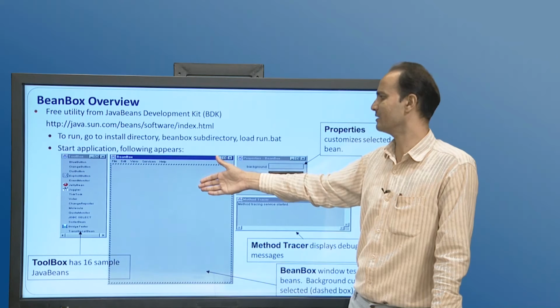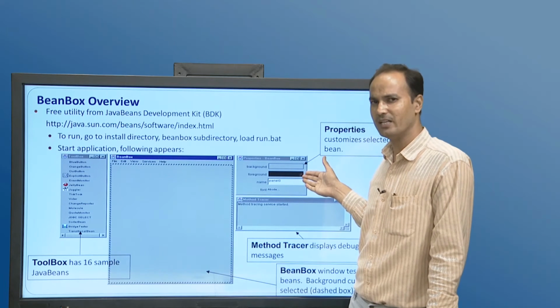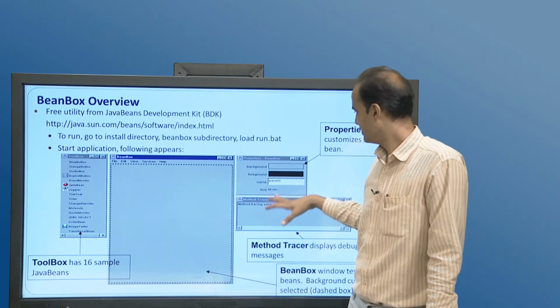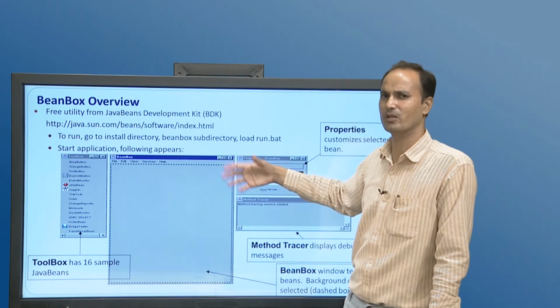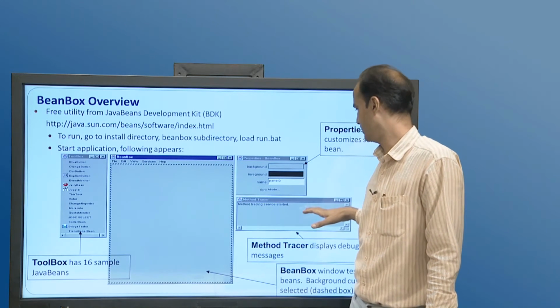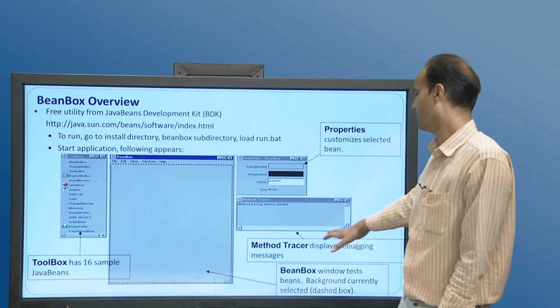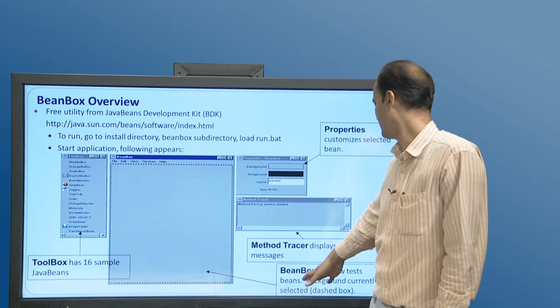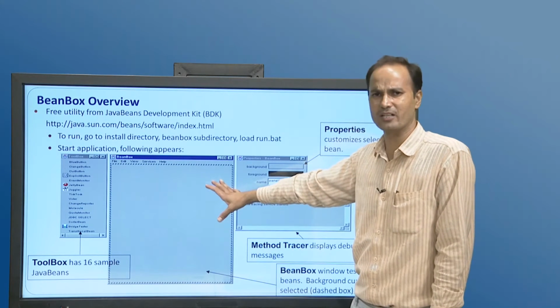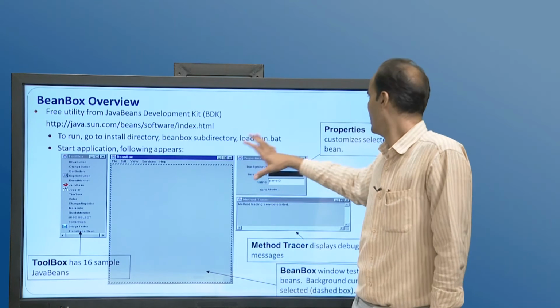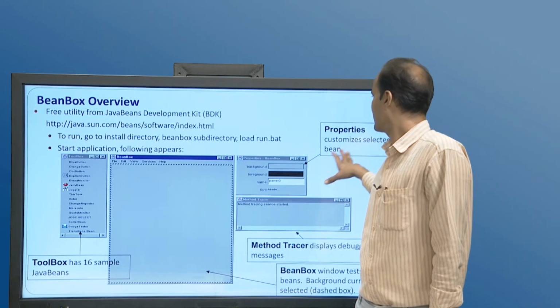Okay, after selecting the component, we can set the property from here, and this is the method tracer. Once we have registered the method for implementation, we can trace it over here. It displays debugging messages, BeanBox windows, test beans, and the background is currently selected. It is simply a dashed background, so it is displayed. Properties, customized, selected bean.